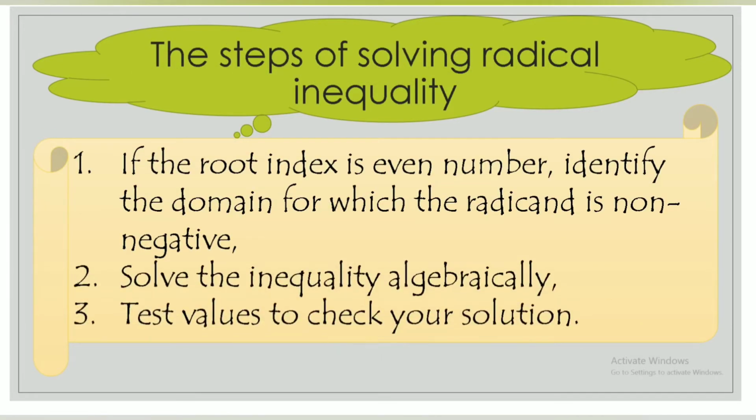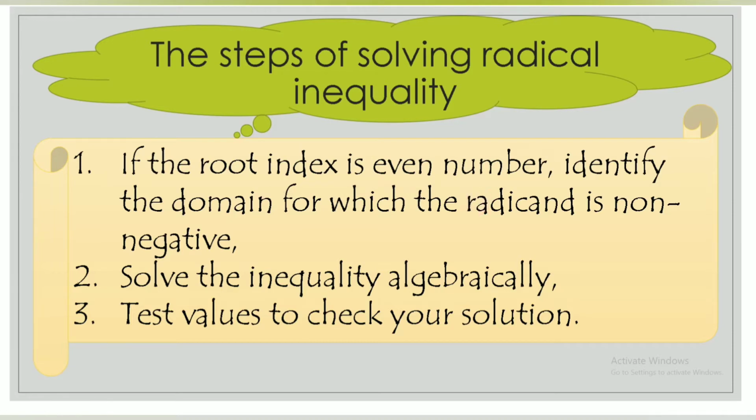The steps of solving a radical inequality will be, first, you need to find the root index of your radicals. If you have a complete statement of inequality and there is a radical or more than one radical, check whether you have radicals with an even root index, for example 2, 4, 6, and so on. If you have this, you have to identify the domain for which the radicand is non-negative.